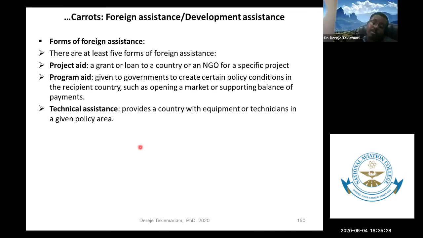The other important one, the third foreign assistance, is categorized under technical assistance. Technical assistance normally provides a country with technicians, or it can be equipment, or sort of both of them, installation in a given policy area. A very good example is the integrated maternal service. The other is integrated land use planning or the like. And through that, you can really explore which type of land is to be allocated where.